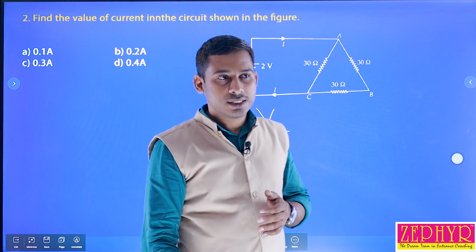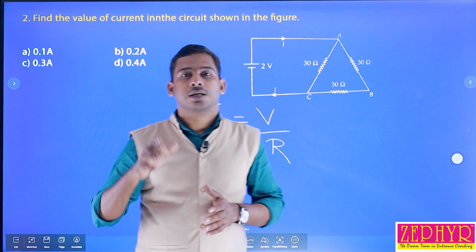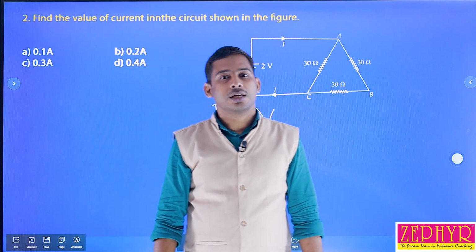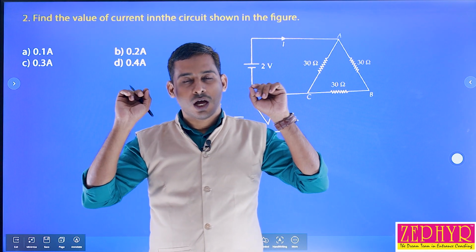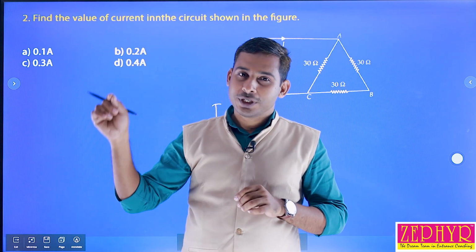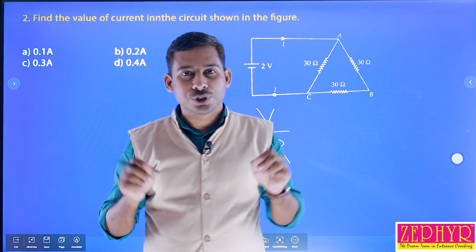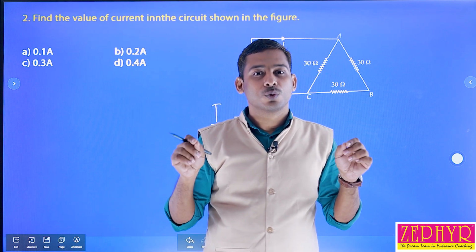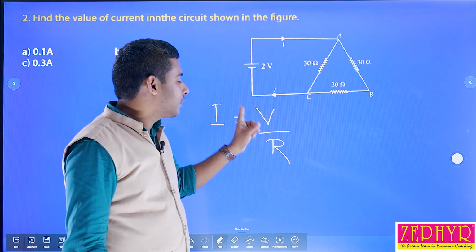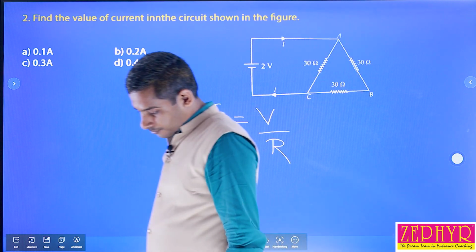One of the famous scientists, Ohm, discovered and formulated the equation that V is proportional to I into R. What was Ohm's law? At constant temperature, the potential difference across any conductor is directly proportional to the current flowing through that conductor. Based on that equation, we can say V equal to I into R, or I equal to V by R.